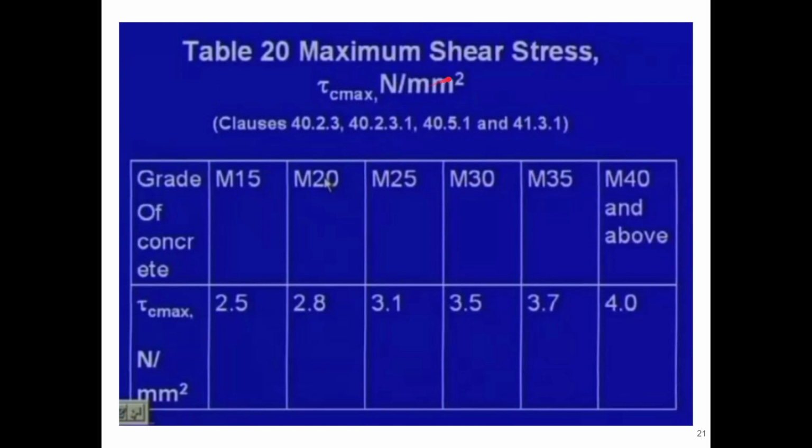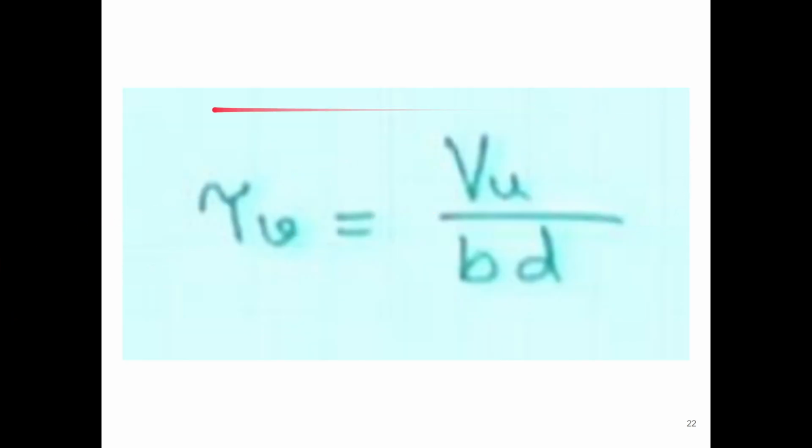So even after providing stirrups and everything, if the value of this tau v, that is the design stress, is greater than tau c max, then we have to cancel the design and redesign basically. Tau v should never be greater than tau c max. It should always be less than tau c max. We will be solving some problems and then properly understand how it plays a role.